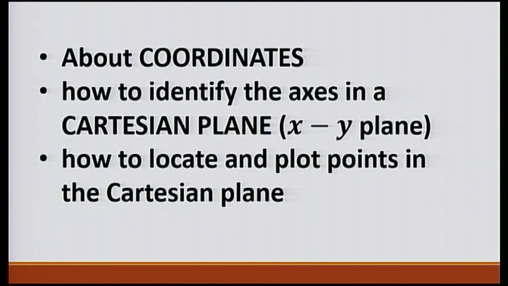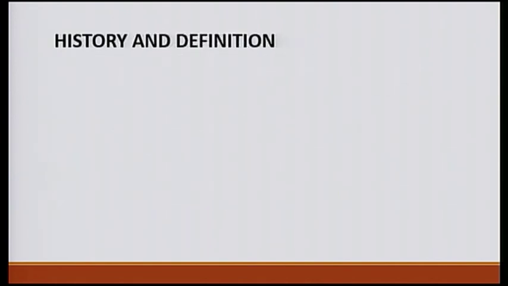Today, you will learn about coordinates, how to identify the axes in a Cartesian plane, that is, the xy plane, and how to locate and plot points in the Cartesian plane. So let's begin. A little bit about history and definition.